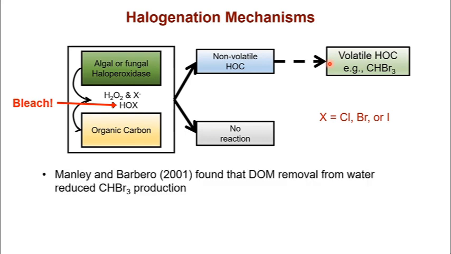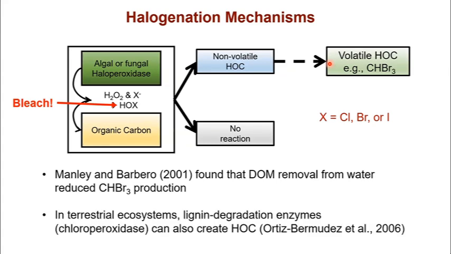There's a study by Stephen Manley. Actually, he did some of the research in Eric's lab, looking at the source of bromoform. And he found that if he removed DOM from seawater, it reduced bromoform production, again highlighting the role of this. The key ingredient here is organic carbon. In the terrestrial parallel, lignin degrading enzymes are also known to create something that looks like a halogenated version of lignin. So there are now two parallel pieces of evidence showing that the dynamic could be really interesting in the organic carbon situation.